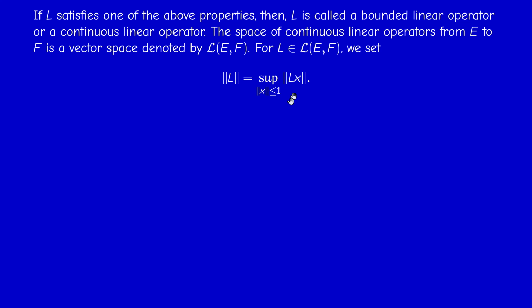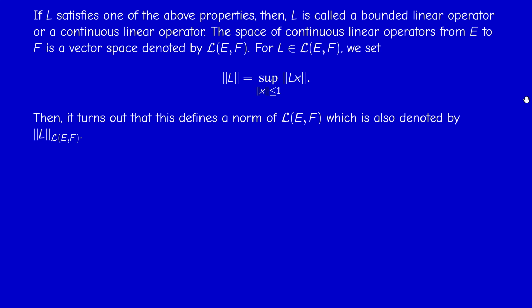And of course, this quantity is finite because, by a previous property, L is bounded on the closed unit ball. But this supremum need not be a maximum. Okay, so it need not be achieved. And then it's easy to show that this is really a norm in the sense of our definition.